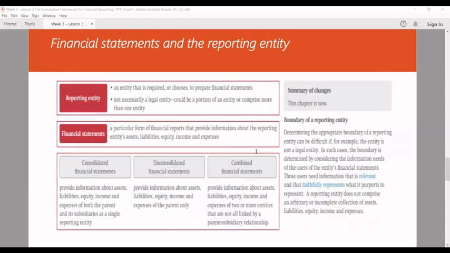Statements and the reporting entity. The reporting entity is an entity that is required or chooses to prepare financial statements. It is not necessarily a legal entity; it could be a portion of an entity or comprise more than one entity.